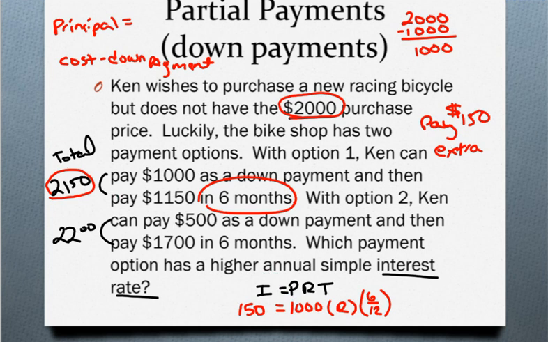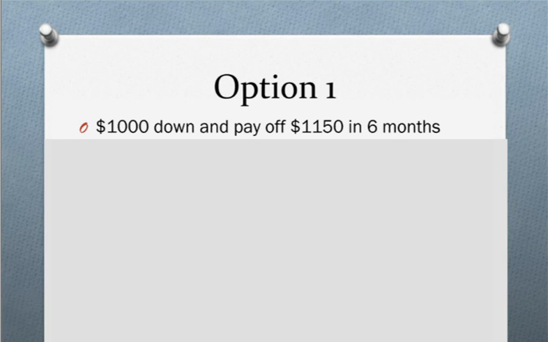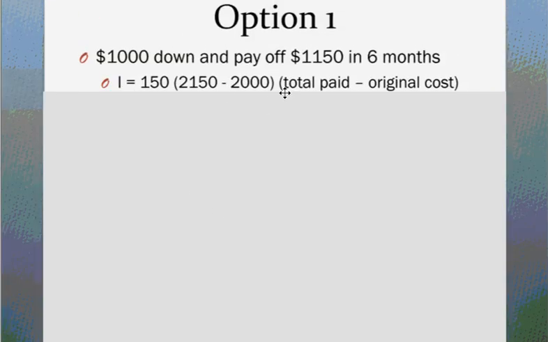Now let's go ahead and jump ahead. I have this worked out already and have it typed out so it's in a more orderly fashion. So our interest is the total amount you paid minus the original cost, that was the extra money that we had, right?